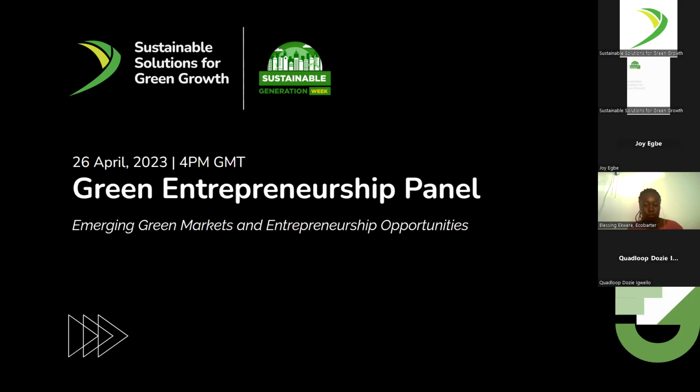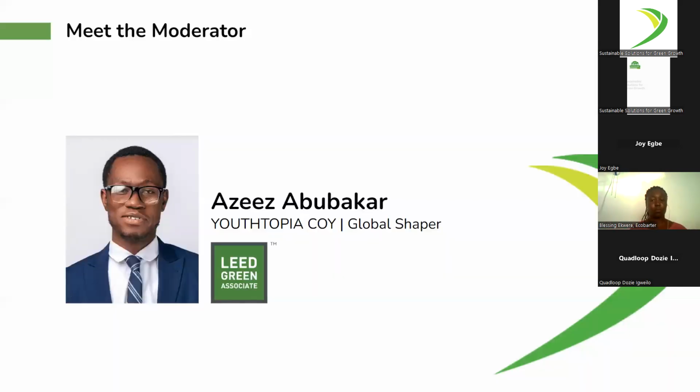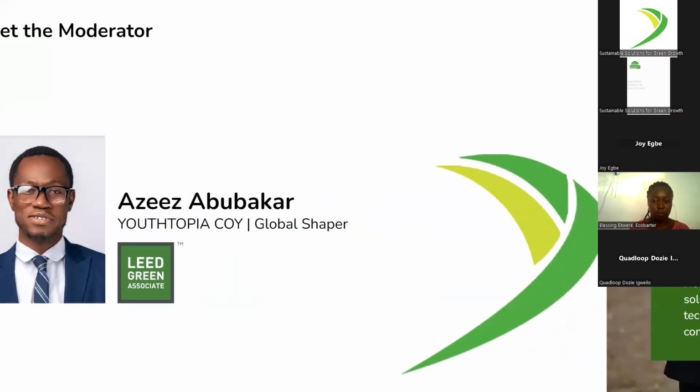So we have our event today, which is going to be touching on emerging green markets and entrepreneurship opportunities. So I'm just going to head right into it. Just to introduce myself once again, my name is Aziz Abubakar. I'm a lead green associate and also the founder and the executive director of the Sustainable Solutions for Green Growth Initiative. I'm a global shaper and also a Utopia Circle of Youth member. And I'm going to be your moderator for this event.